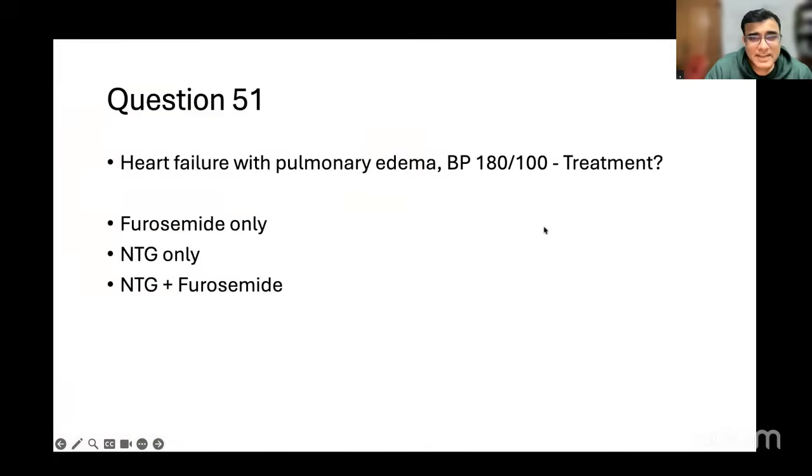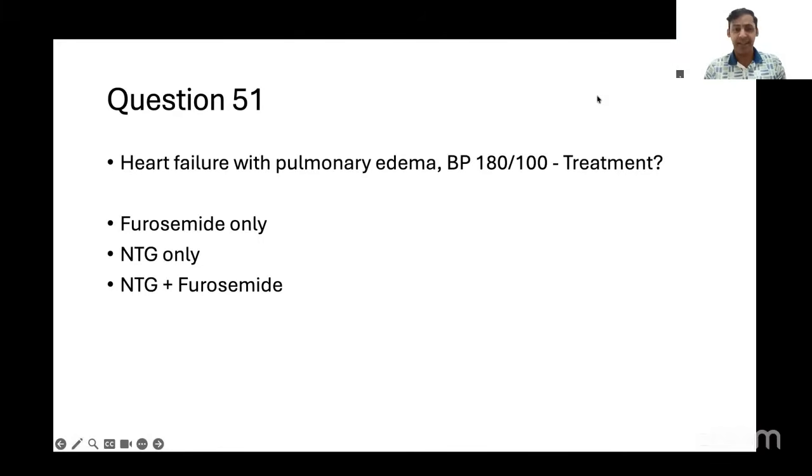Heart failure with pulmonary edema, BP 180 by 100. Treatment: furosemide only, NTG only, or NTG plus furosemide? So, sir, what do you suggest in this?